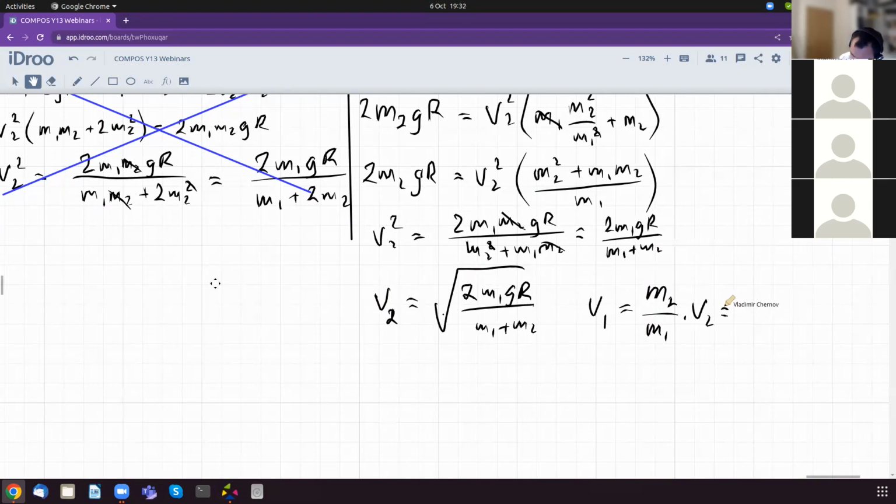And all you need is to write this down. So it is m2 over m1 times the square root of 2 m1 g r divided by m1 plus m2. So m1 kind of cancels here. M2, it's going to be the square root of 2 g r m1 over m1 plus m2.